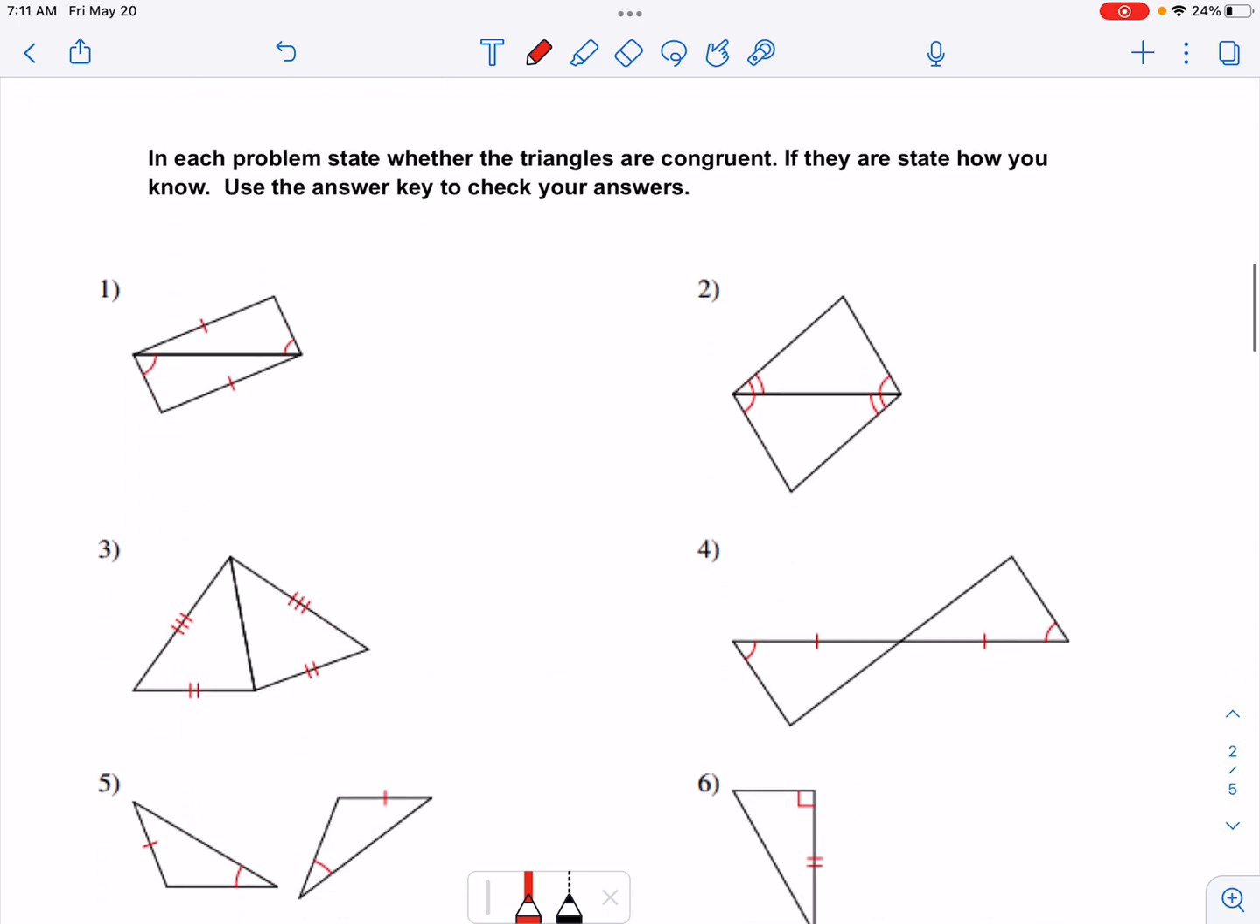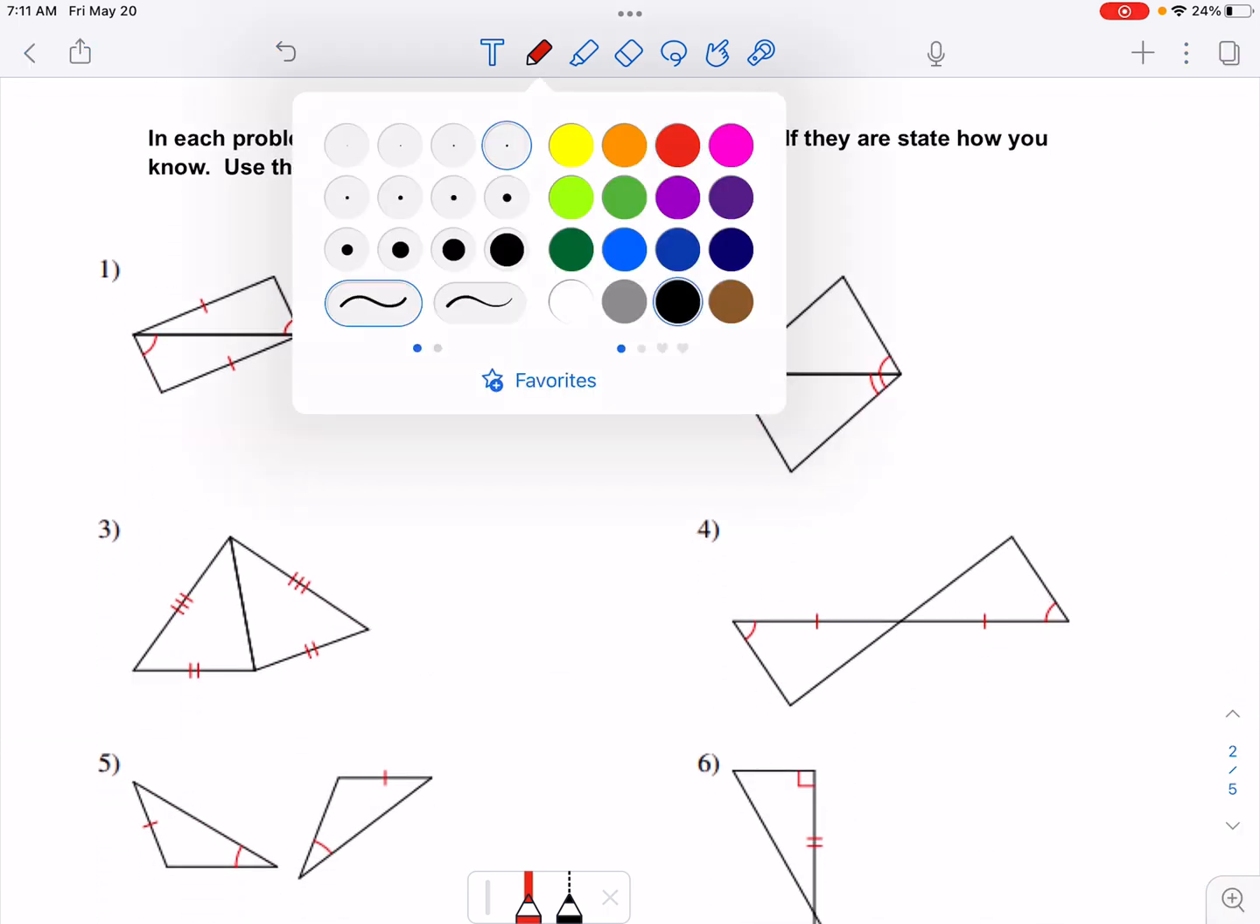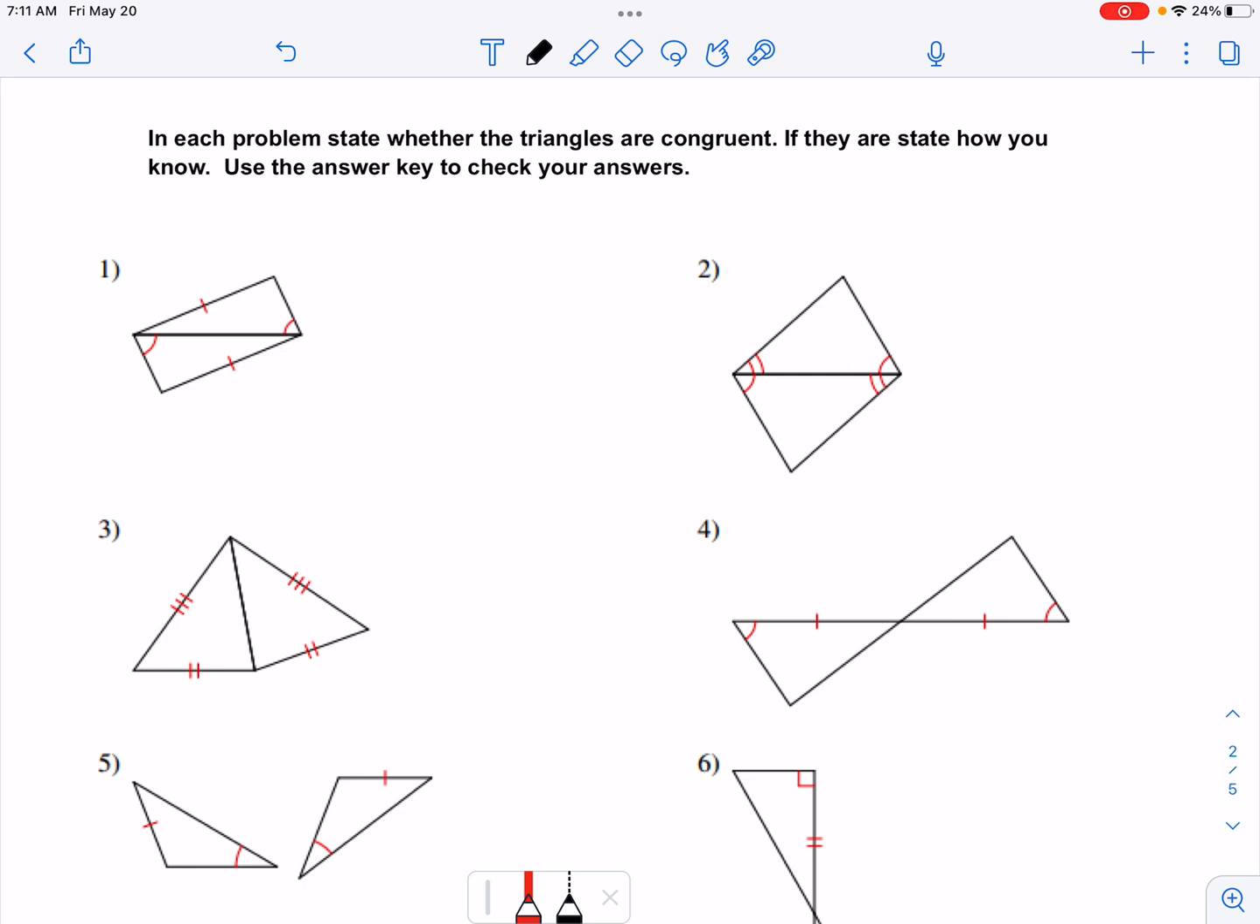Okay, so what we're going to do is state whether or not a triangle is congruent and state how you know. So right here, it looks like this is a side that is shared by both triangles, this side right here. So we're going to say that's congruent by the reflective property, right? Any side is congruent to itself.